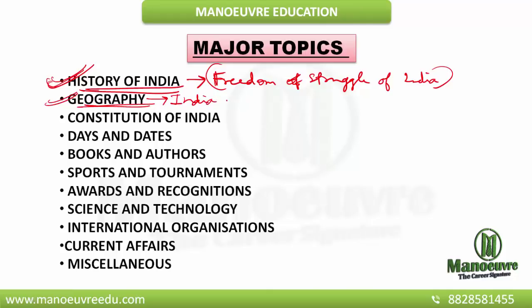You need to know the states, especially the map of the states. You need to know the location of the states, the boundaries of the states, the names of the rivers. These are the basic political things you need to know in the geography section.